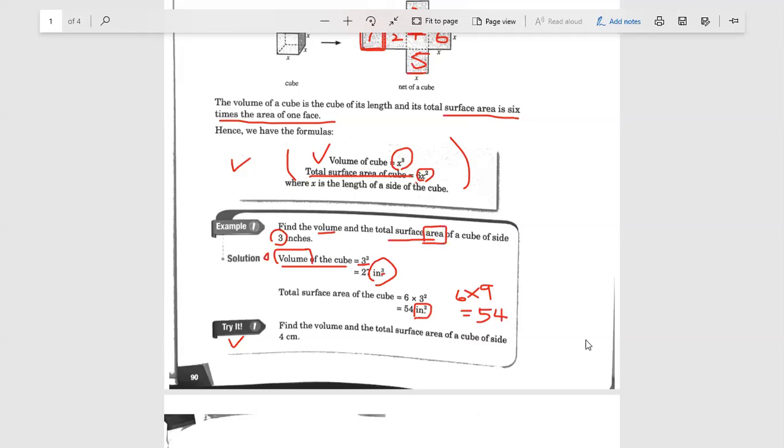If you can see it, please read the question. Find the volume and the total surface area of a cube of side 4 centimeters. Very good, thank you. Now I need you to do the thinking process, and if you can get the answer, that would be perfect. But if you need more time to do the calculation, that's okay. Now I just want you to share your thinking process to solve this question.